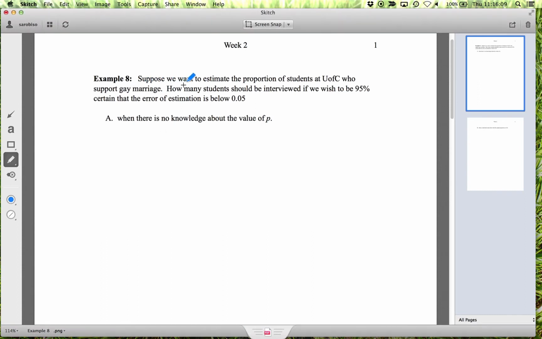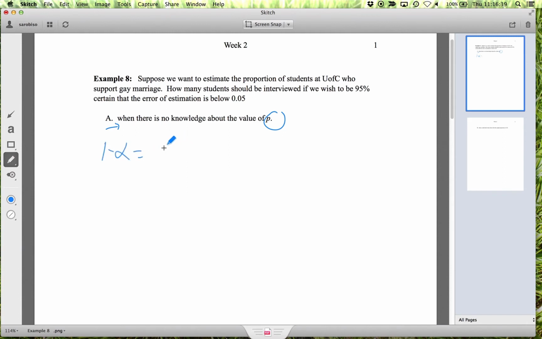Example 8, suppose we want to estimate the proportion of students at U of C who support gay marriage. How many students should be interviewed if you wish to be 95% certain that the error of the estimation is below 5% or 0.05? Okay, A, if you don't know any information about p at all, if you don't have any sample proportion information at all.